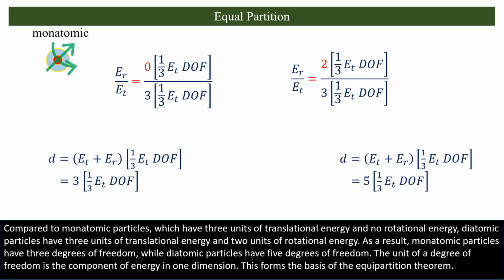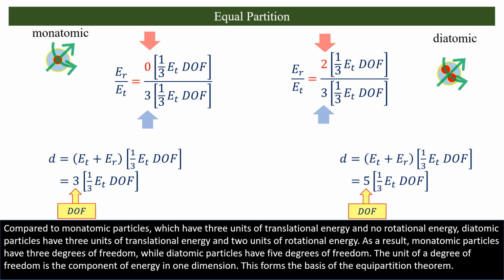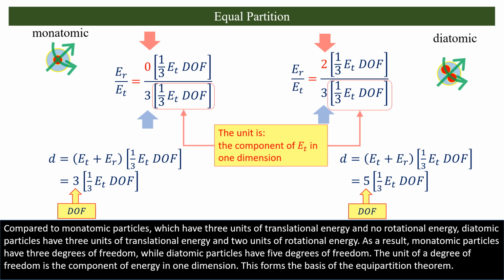Compared to monatomic particles, which have 3 units of translational energy and no rotational energy, diatomic particles have 3 units of translational energy and 2 units of rotational energy. As a result, monatomic particles have 3 degrees of freedom, while diatomic particles have 5 degrees of freedom. The unit of a degree of freedom is the component of energy in one dimension. This forms the basis of the equipartition theorem.